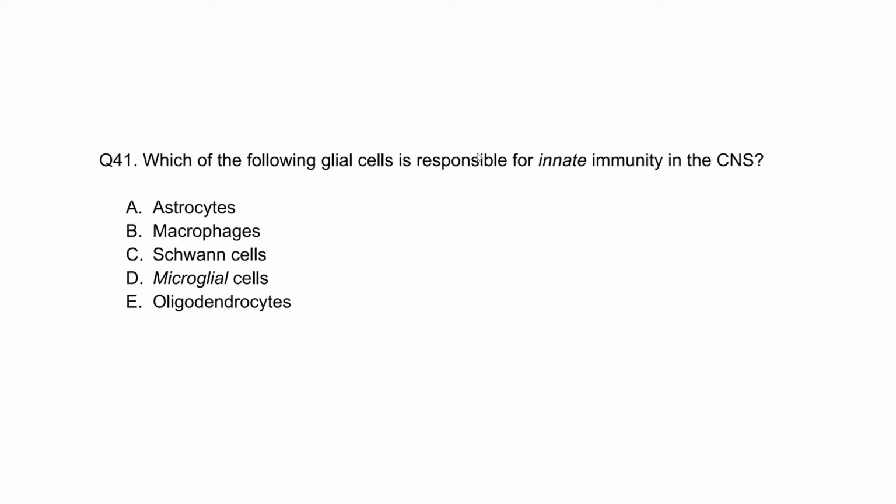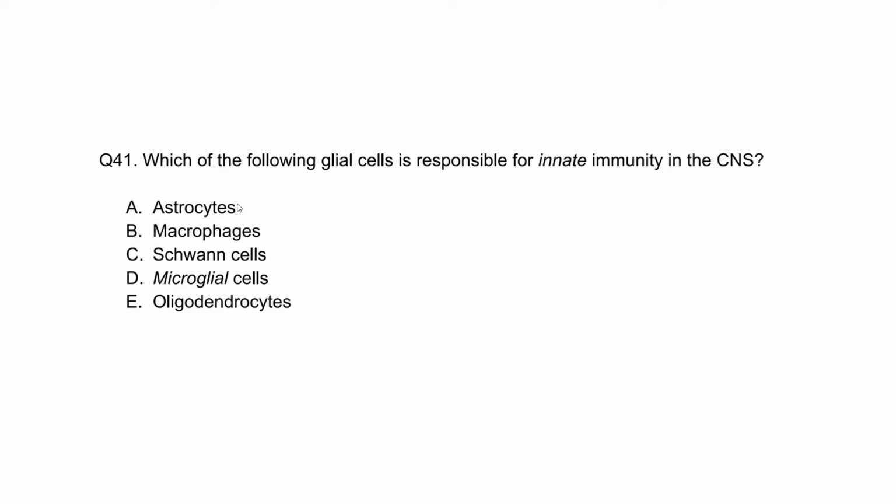The following glial cells are responsible for the innate immunity in the CNS. Is it astrocytes, macrophages, Schwann cells, microglia, or oligodendrocytes? Yep, it is D, microglia. I'm not sure why they decided to italicize microglia here, but hey, stuff like that does also happen in the exam, so make sure to pay attention to them. If they happen, they can give you little hints here and there.